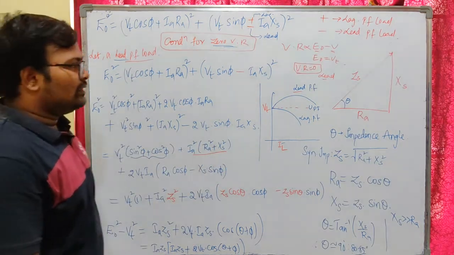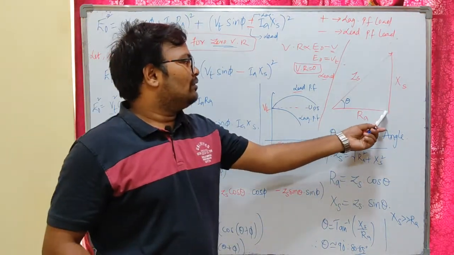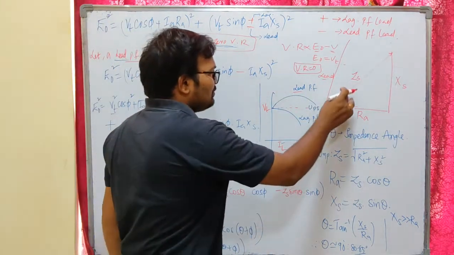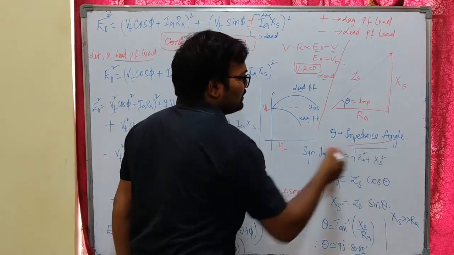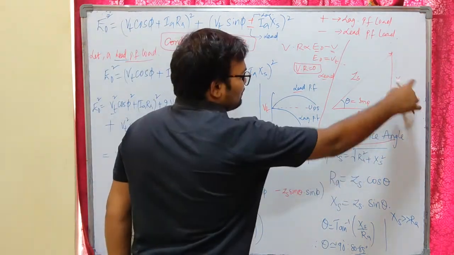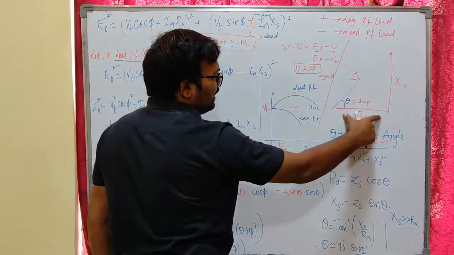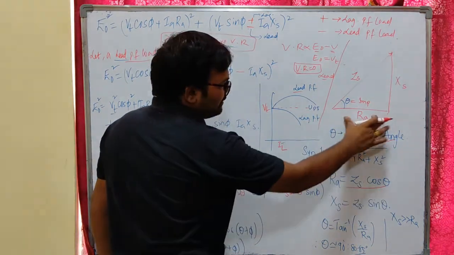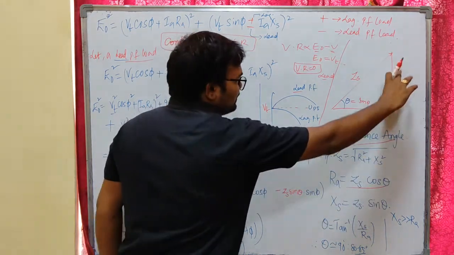Here one more thing, we have an impedance triangle. Here this is resistance, and 90 degrees to resistance is the synchronous reactance, and this is the synchronous impedance, and the angle between Zs and Ra is the impedance angle theta. Here Zs equals the square root of Ra square plus Xs square, by the Pythagoras rule. So Ra is Zs cos theta, and Xs is Zs sin theta. I think you know that.